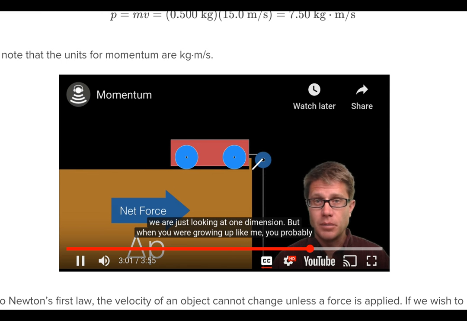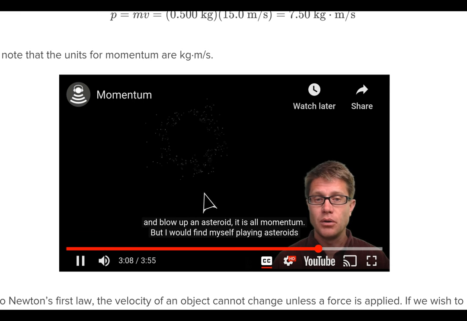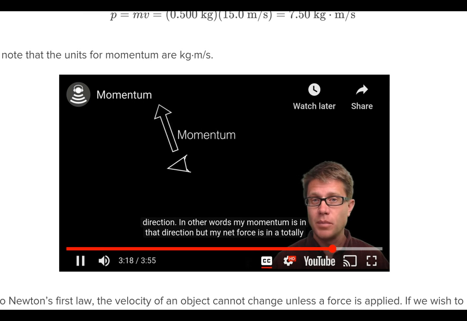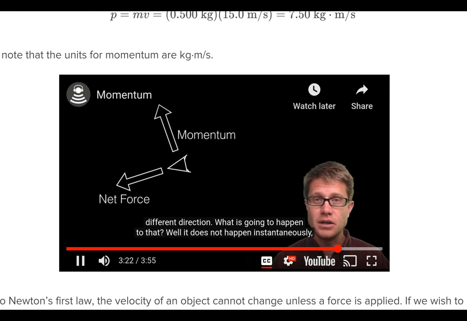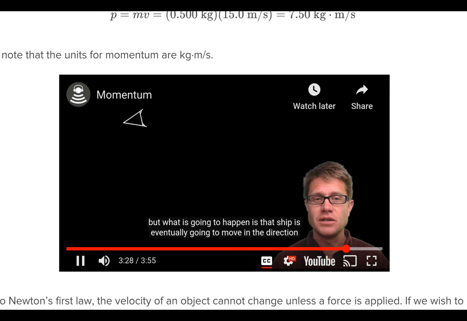But when you were growing up like me, you probably played video games like this. And so if I turn the ship and move it in this direction and blow up an asteroid, it's all momentum. But I would find myself playing Asteroids like this. I'd be moving in one direction, but I'd be applying a force in another direction. In other words, my momentum is in that direction, but my net force is in a totally different direction. What's going to happen to that? Well, it doesn't happen instantaneously, but what's going to happen is that ship is eventually going to move in the direction of the net force.